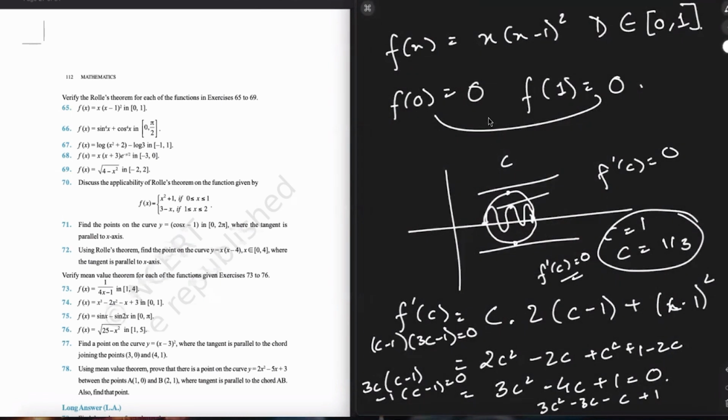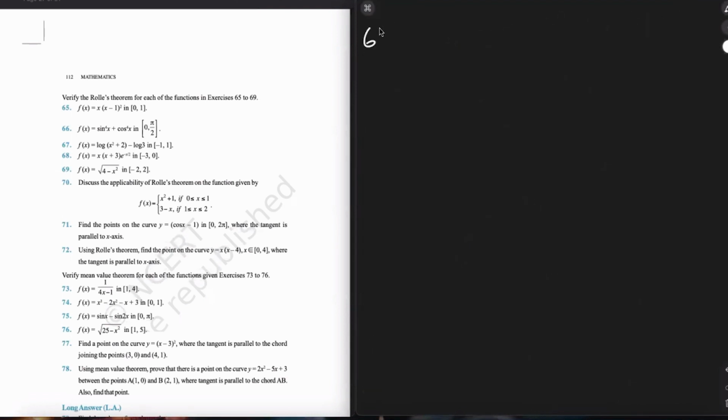Moving forward, I have with ourselves question number 66. f of x is equal to sine raised to the power of 4 plus cos raised to the power of 4x. And the domain D is from 0 to pi by 2.